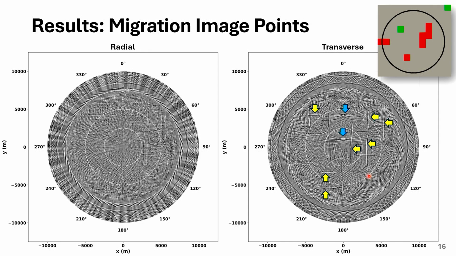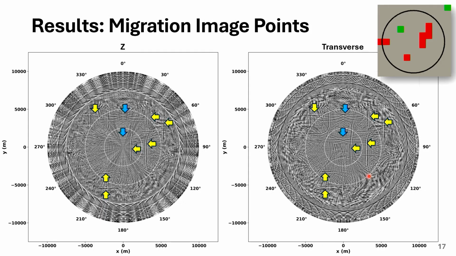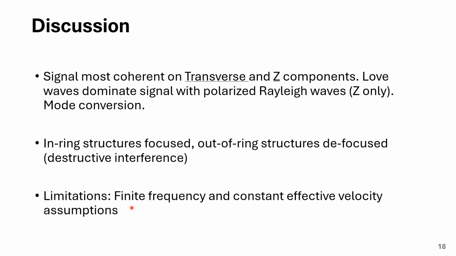And then on this one, I'm just updating the left plot to show you the Z component, or the vertical component, which is actually very similar in character to the transverse component, in that all the edges are reasonably mapped in all the structures within the ring. So the transverse and Z components seem to be the most sensitive to this. What that says to me is it's very sensitive to Love waves, and we have Love wave energy in this, but possibly polarized Rayleigh waves. However, that's because we only have the Z component, and we're missing the radial component of the energy.